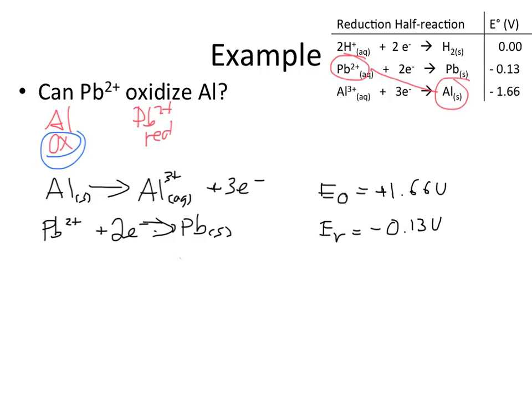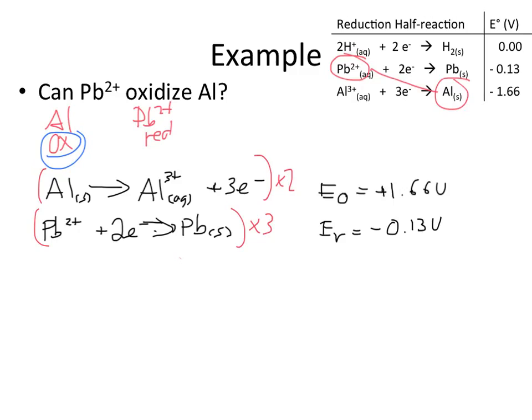Now, when we look at these two equations, we have to join them, but we have to make sure that the electrons being lost and gained are the same. The common factor between the 3 and the 2 is 6. So I'm going to multiply this equation by 2, and this one I'm going to multiply by 3.